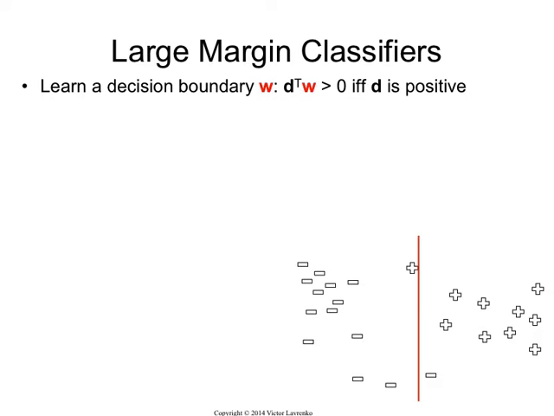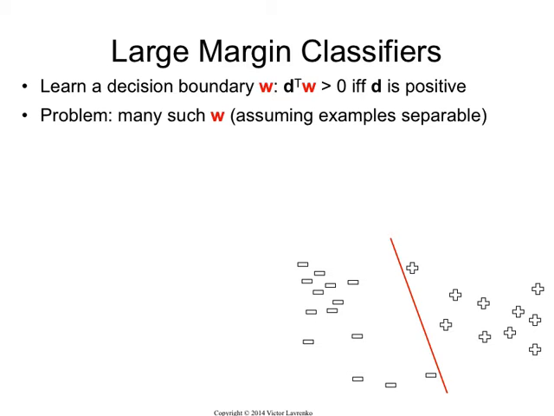And the boundary that comes out of our centroids is not a perfect boundary, right? It misclassified a positive example and it misclassified a negative example. And in this case, we could do better, right? We could learn a weight vector, we could learn a boundary that separates the positives and the negatives cleanly.